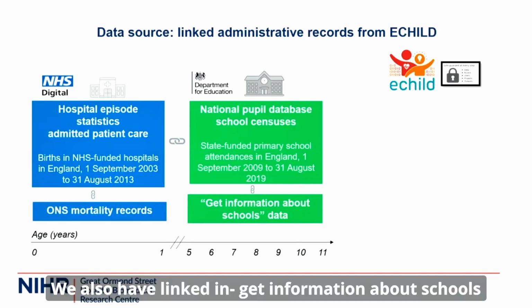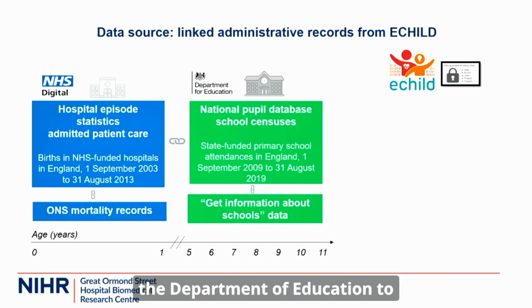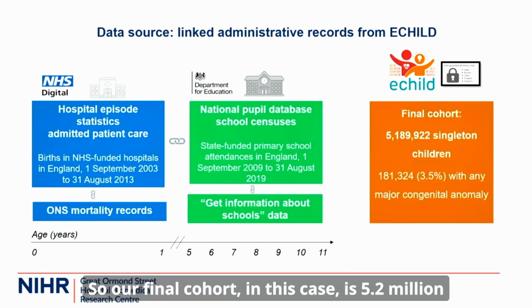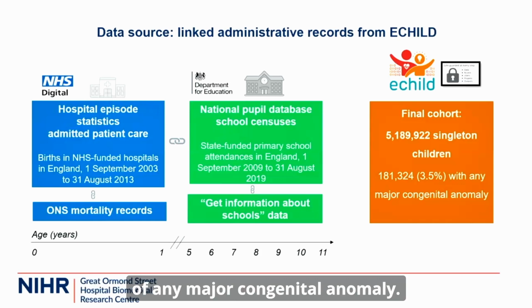We also have linked in Get Information About Schools data, which is an open source data provided by the Department for Education, to find information about school type. So our final cohort, in this case, is 5.2 million children, of which we identify about 3.5% with any major congenital anomaly. So that's 181,000 children, so it really shows the value of this data.